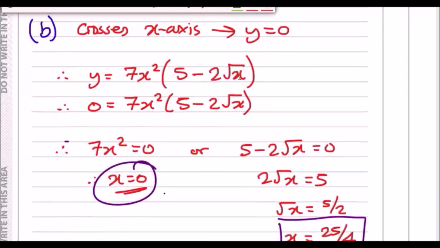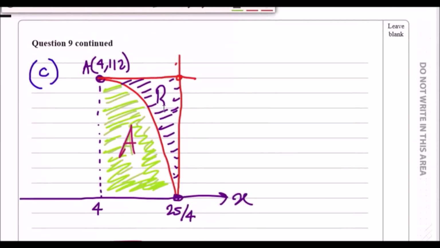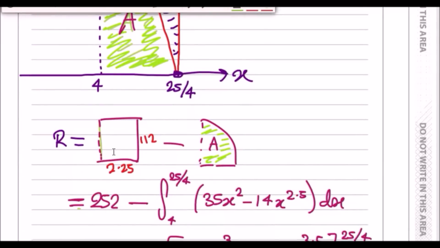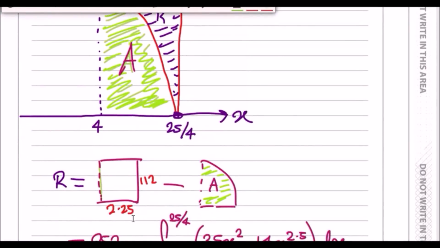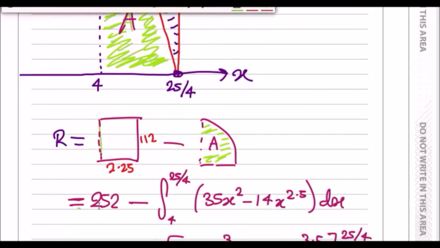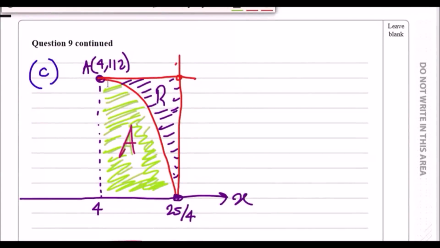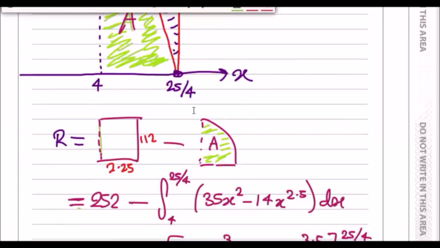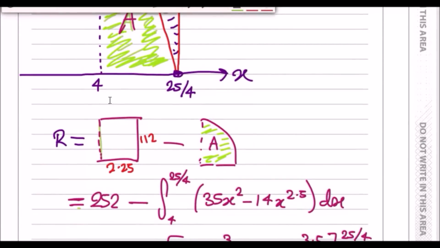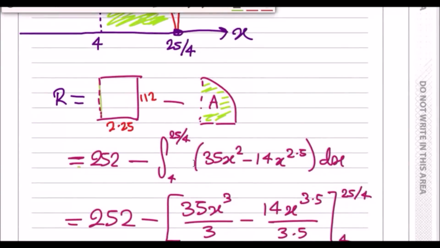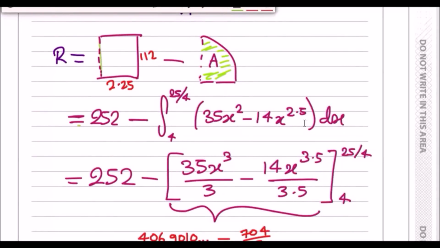So set up like this. I wrote it here. The entire rectangle is the difference between 4 and 25 over 4, which is 2.25, times 112, and you get 252. So that's the whole block, A plus R. And then subtract the area A, which is integration, and you integrate from the limits 4 to 25 over 4. It should be like this. And then here's our curve, as we found earlier, and that's it. Just integrate, plug in the x values, and you've solved it.